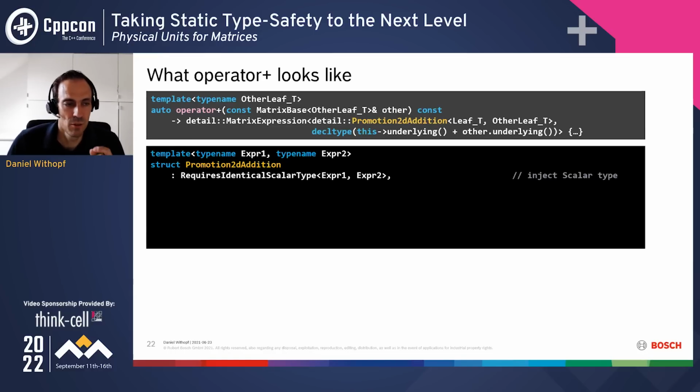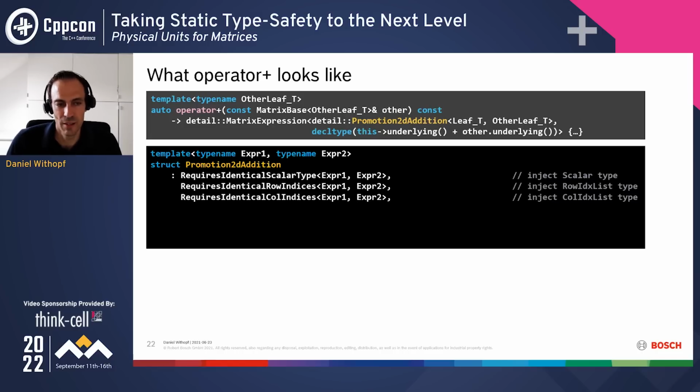Now I want to show what such a promotion looks like. So the promotion for the addition we've seen earlier. This is an almost empty struct that inherits from a few what I call require classes. So we require identical scalar types for the two arguments, for the one we are calling the addition operator on and the argument to the addition. And this also injects the scalar type of our resulting typesafe matrix into this promotion. Then we require identical row and column indices. Of course, if we add two vectors, the row and column indices should be identical.